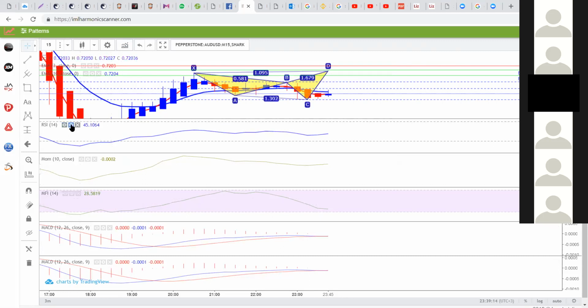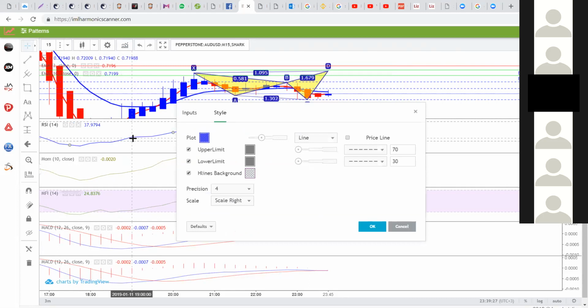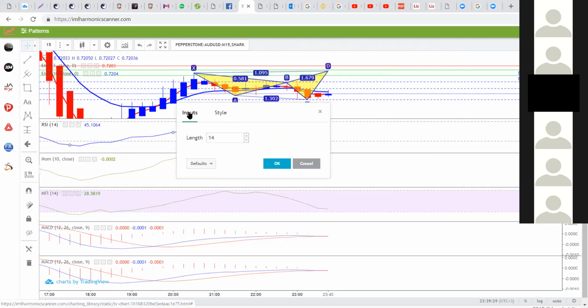All right. So the first thing we're going to do is the RSI. Just pay close attention, please. Don't lose sight of this. If you want to make money from harmonic standard, you don't lose sight of this. All right, RSI. I'm going to go to the input first. I'm going to change the length from 14 to 5. So the length of the RSI is 5.